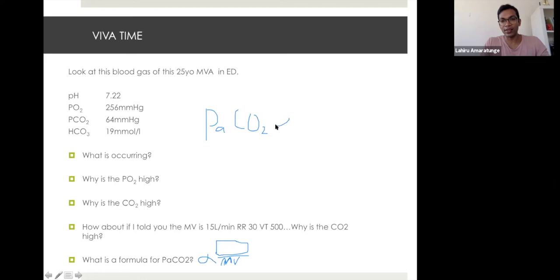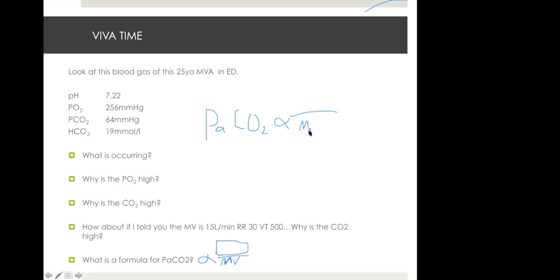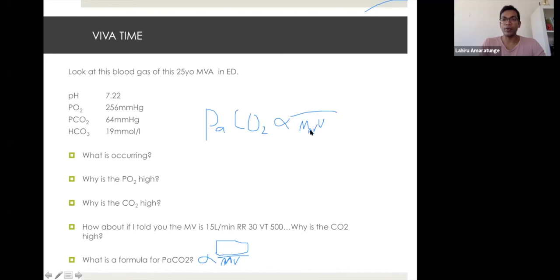So just to note here, it's minute alveolar ventilation. And the more your ventilation goes up, your alveolar ventilation goes up, the more you eliminate CO2. So CO2 goes down. That makes sense. What's at the top here?